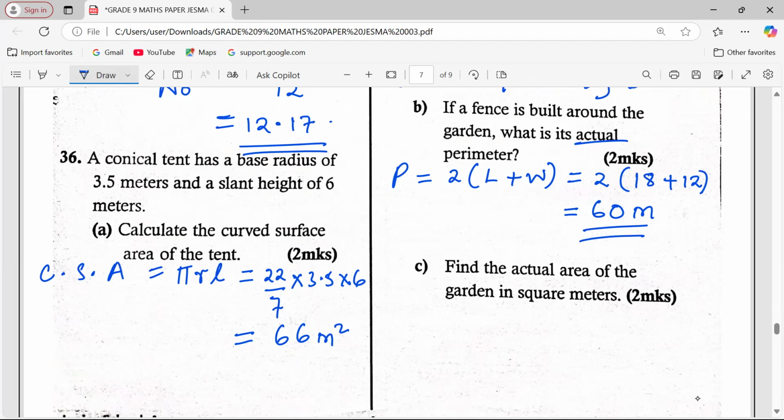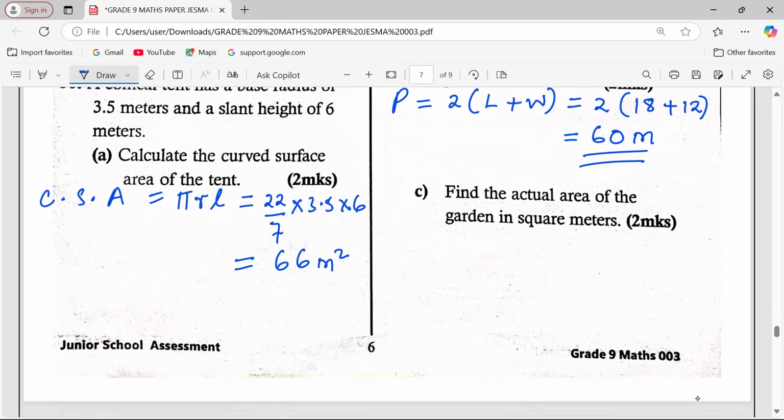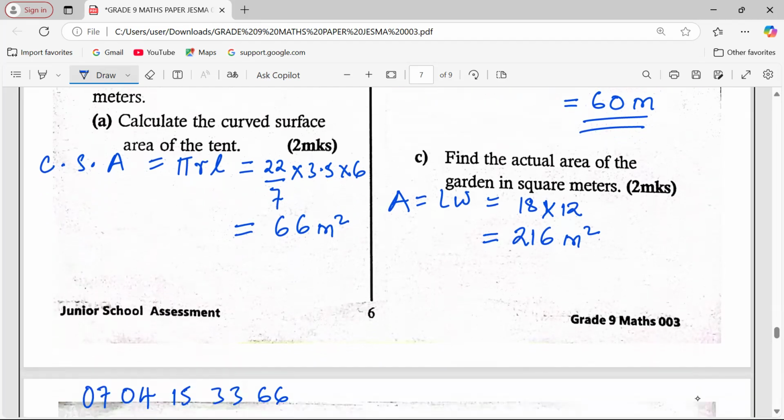Again, find the actual area of the garden. So for us to get area, we need length times width because it's rectangular. So 18 by 12, and this is going to give us exactly 216 square meters. So that is the actual area.